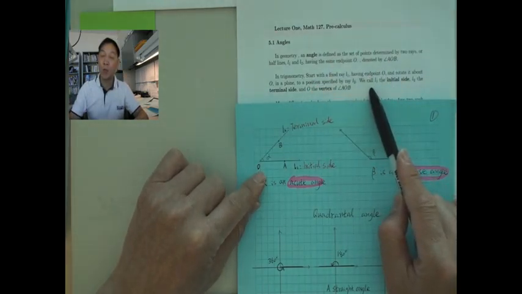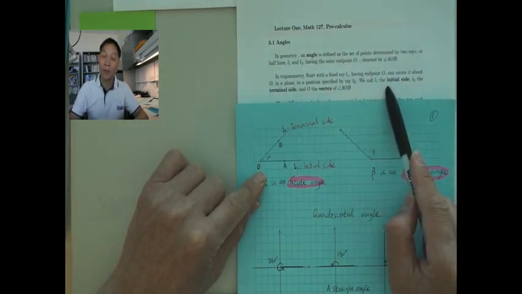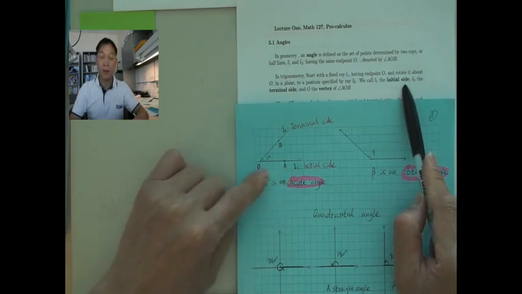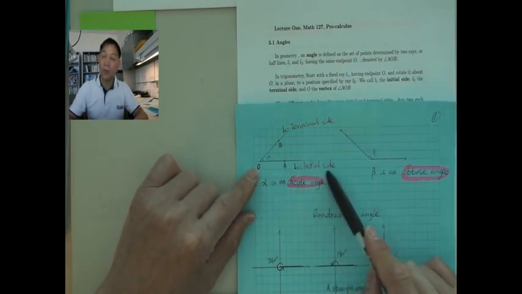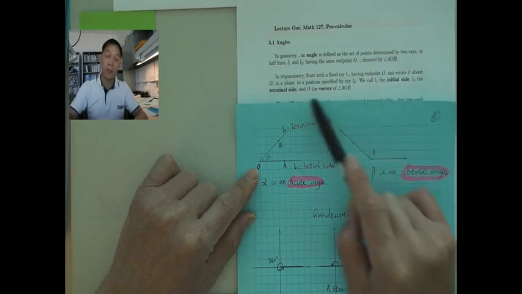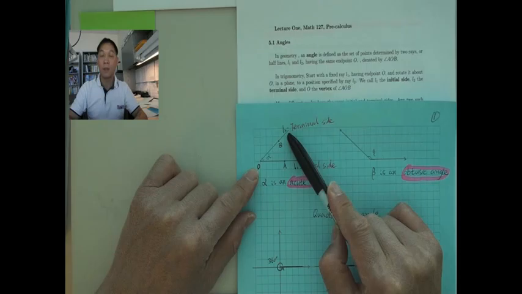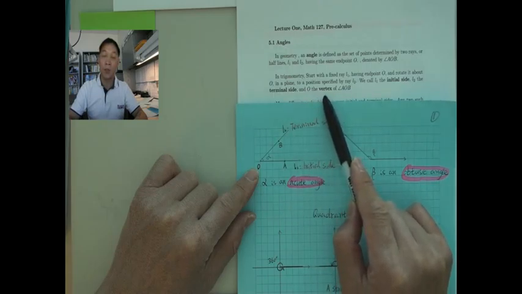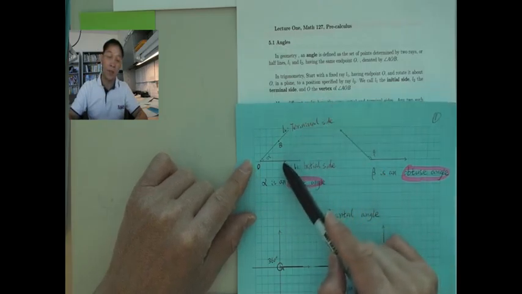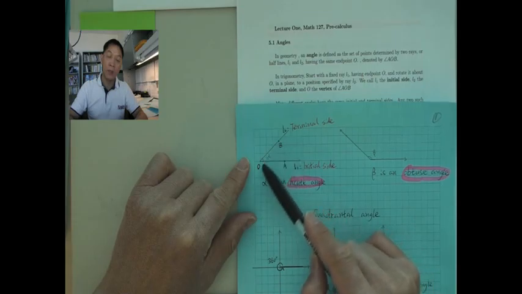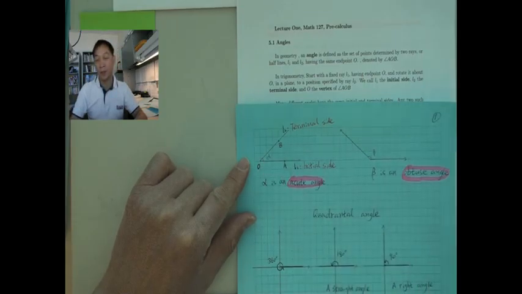So it rotates from here and stopped right here. We call L1 the initial side, and L2 is the terminal side. So it stops right there. And O is called the vertex of this angle AOB. O is called the vertex. So that's the terminology about the definition of an angle.